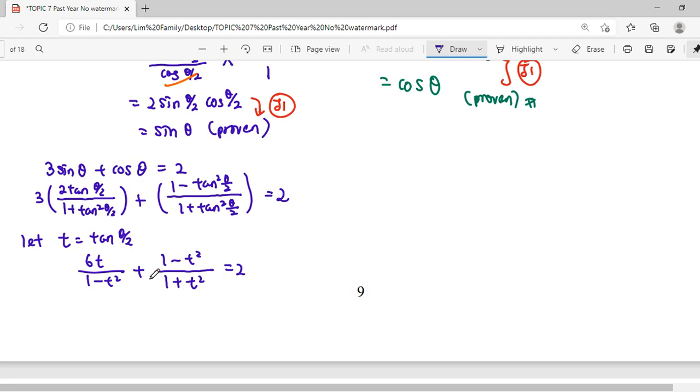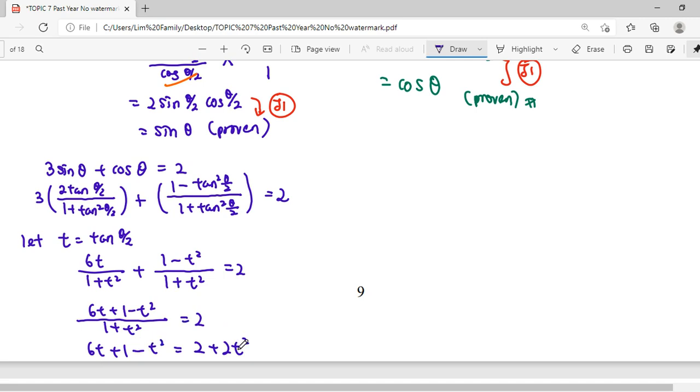So from here, this is plus. From here, we get the same denominator. You can see their denominators are the same. So 1 plus t squared equals 2. So it will be 6t plus 1 minus t squared. So we multiply our denominator to the right hand side. Then we get a quadratic here. Once we get our quadratic, we can factorize and find the value. So we rearrange our quadratic.